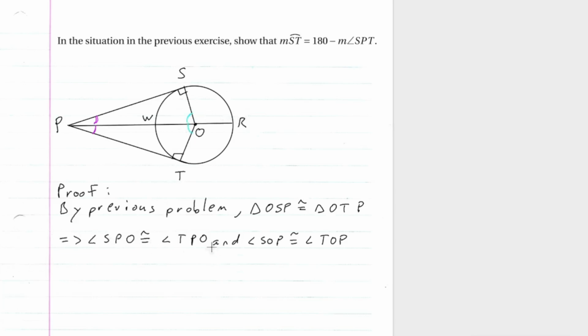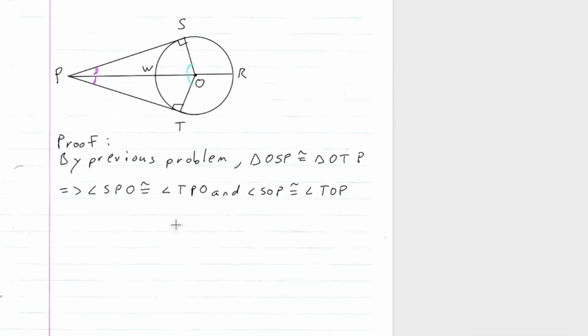Okay, so angle SOP is congruent to angle TOP. Since these are both central angles, that means their corresponding arcs must be congruent, right? Since these central angles are congruent, that means these corresponding arcs must be congruent. So this implies that arc SW is congruent to arc TW. Okay?